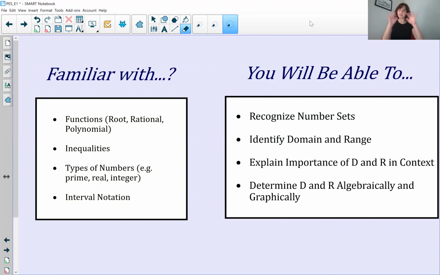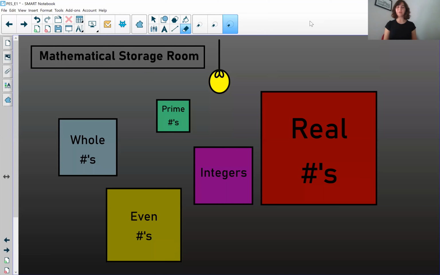So this is like for the 2 parts, but I want to start out with a tour of a mathematical storage room. I don't know if these exist. I would sure like to see one if they do, but this is kind of my creation of what that might look like. And so we see some boxes here. We have whole numbers, even numbers, prime numbers, integers, real numbers. So lots of boxes. And there are more in the back, but you can't see them. Neither can I. And so these are kind of collections of numbers. And in math, we call those sets.